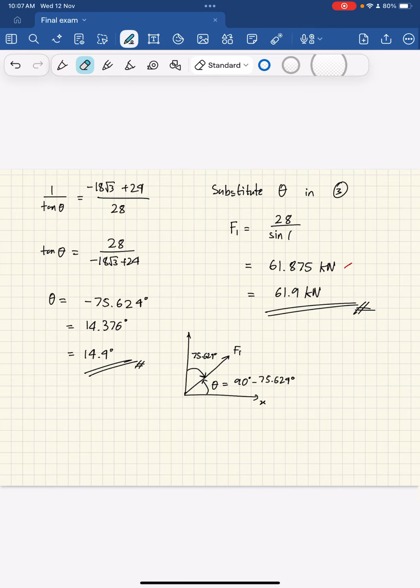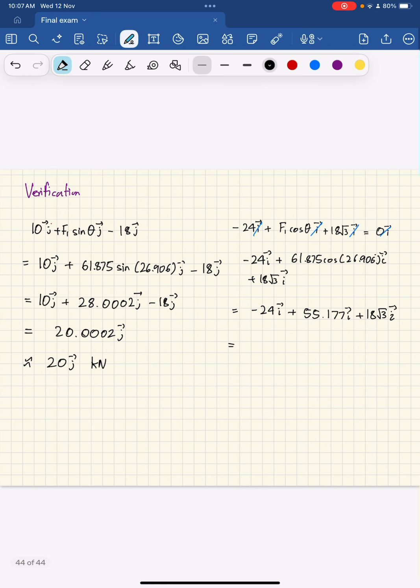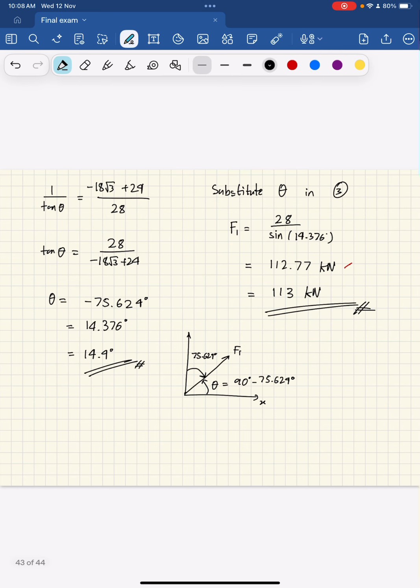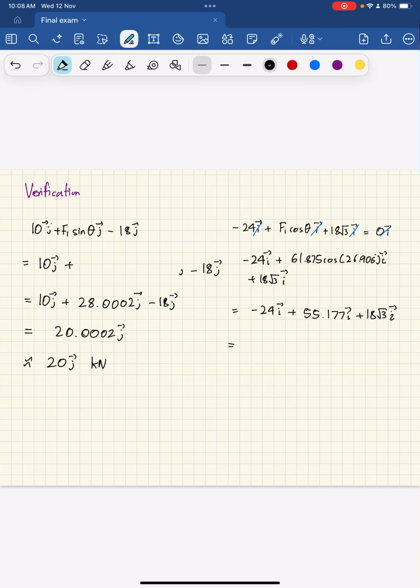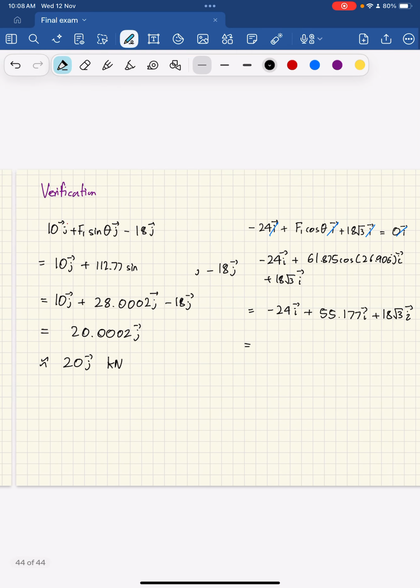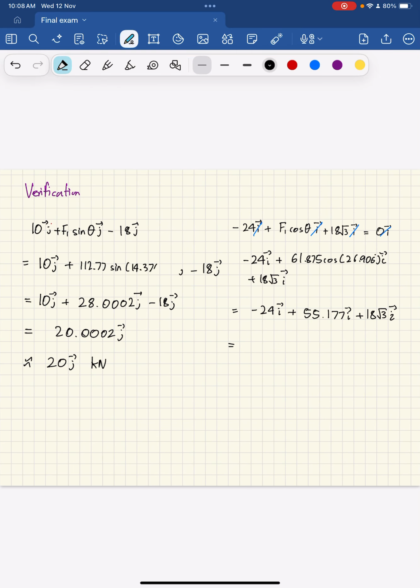Okay, then therefore your answer would be 14.376, right? Your force also be different as well. So sine 14.376, how much would that be, huh? So 112.77, yeah, so it becomes 113 kilonewtons. Okay, so let's just try it out. Let's just see first if we get the same answer or not. So it'll become 112.77 sine 14.376. How much is it? Let me see.